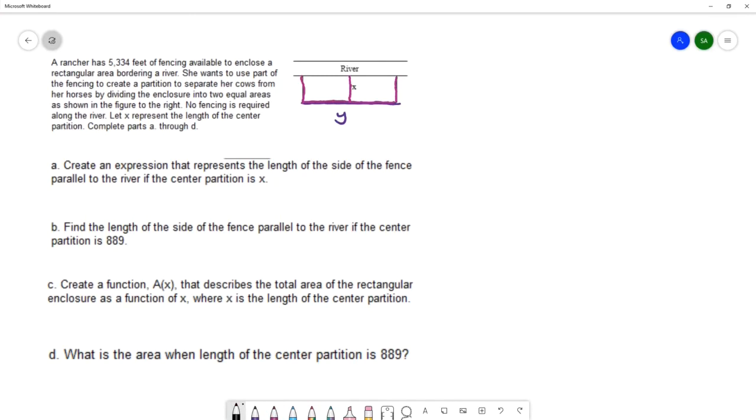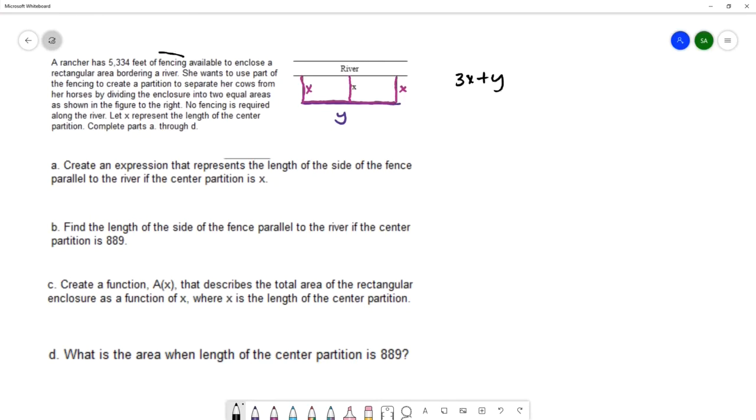So we're using perimeter, but we're going to have to modify it because we're not using the river side and we have this extra side in the middle, that middle partition. So if we use the fact that these are rectangles, I know that this is also X and this is also X. So we have 3 sides that are X and 1 side that is Y.